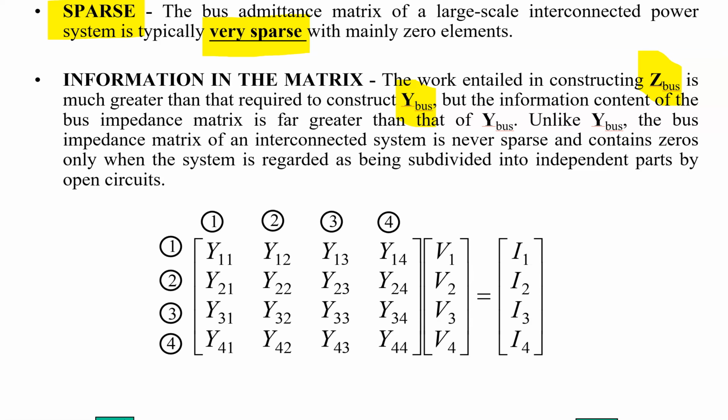Unlike the Y bus, the bus impedance matrix of an interconnected system is never sparse. So when we work with the impedance bus, a system is regarded as being subdivided into independent parts by open circuits. This will become much more clear when we do examples.